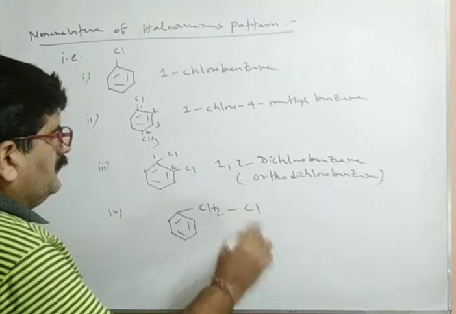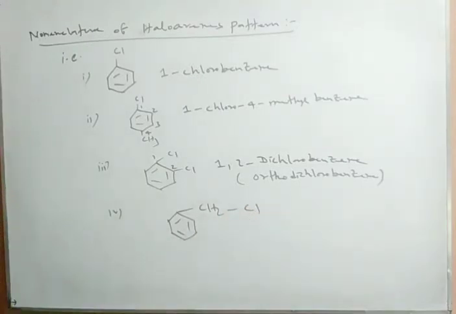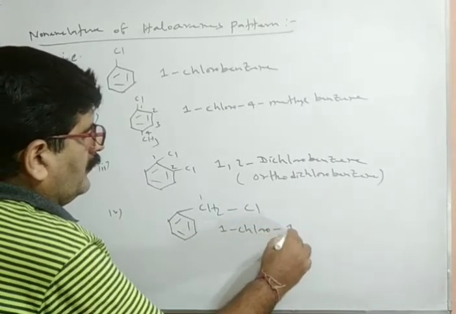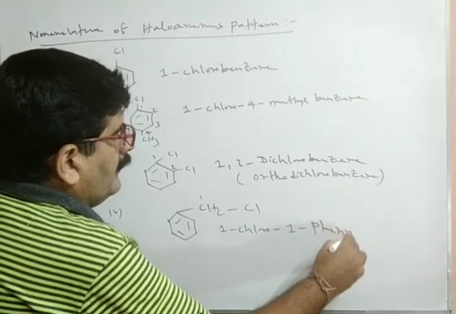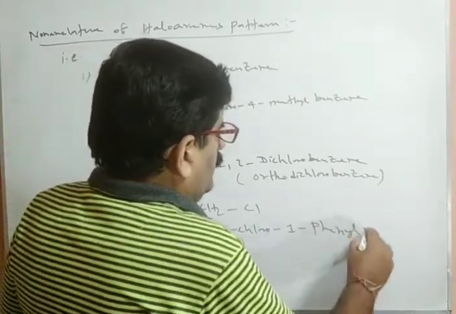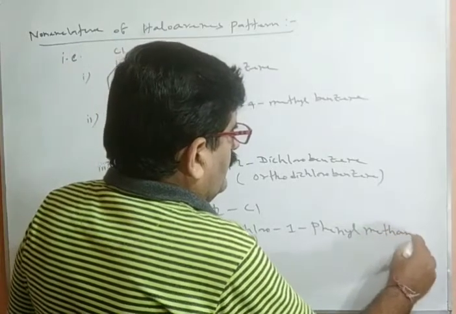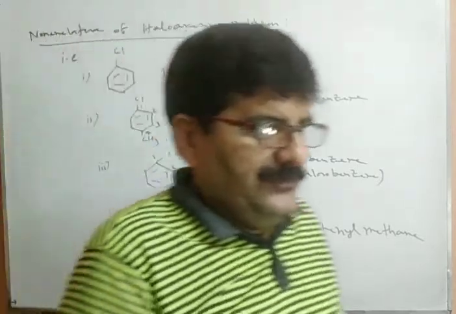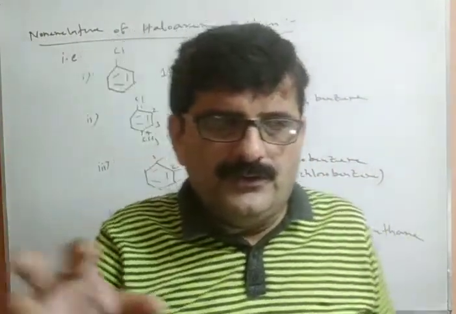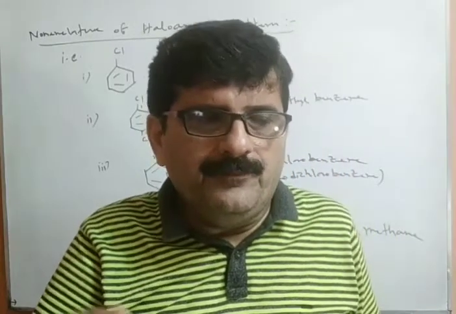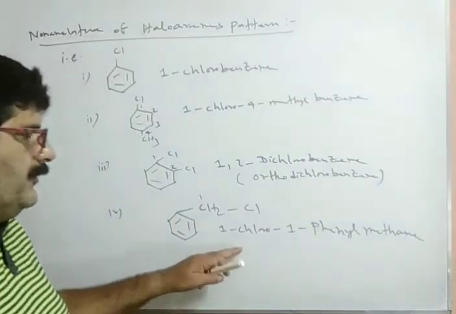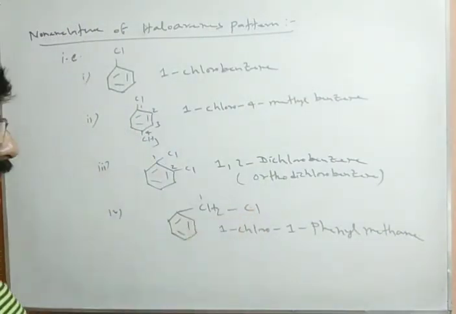Suppose this pattern of compound is given, we can write what? 1-chloro-1-phenylmethane. Because in this compound, 2 types of chain are present. One is called open chain and the other one is called what? Closed chain. And the parent of this compound is what? Methane. So the name of this compound becomes 1-chloro-1-phenylmethane.